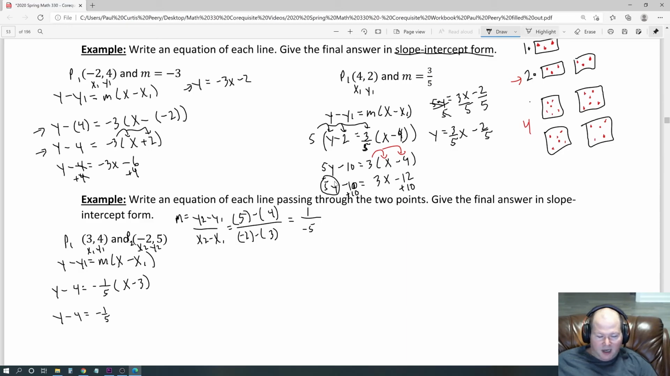Now, I want to get rid of my fractions. And the way I get rid of the fractions is I find the least common denominator, in this case the 5, there is only one denominator, and I multiply this entire equation by 5, right? So 5 times y is 5y, 5 times -4 is -20, 5 times -1/5 is -1, and we're going to end up with x minus 3. At this point I distribute it, so I say 5y minus 20 is equal to -1 times x is -x, and -1 times -3 is +3.